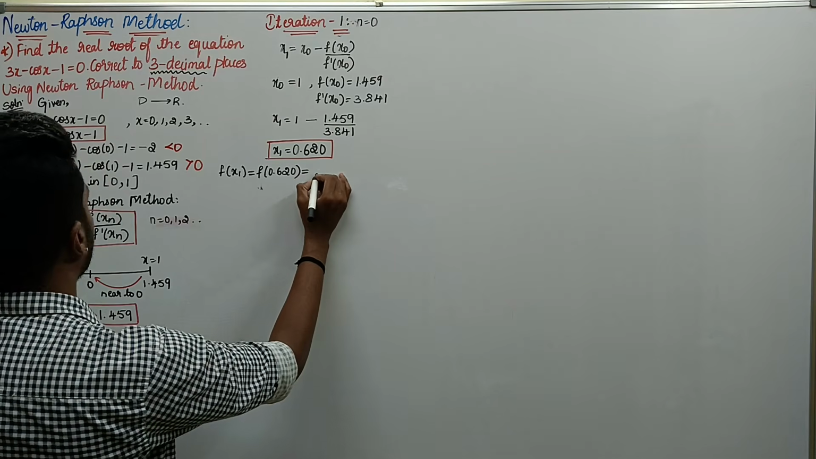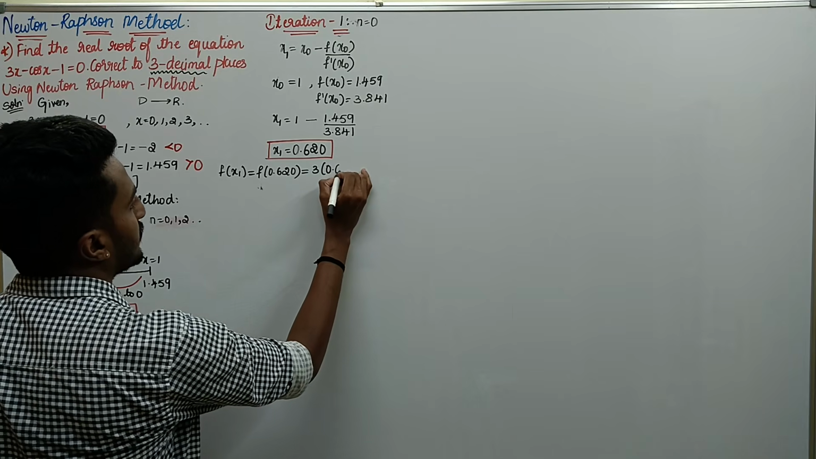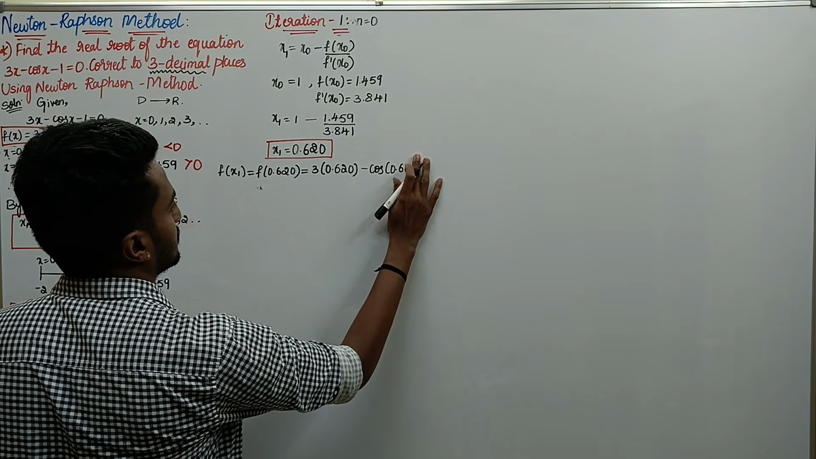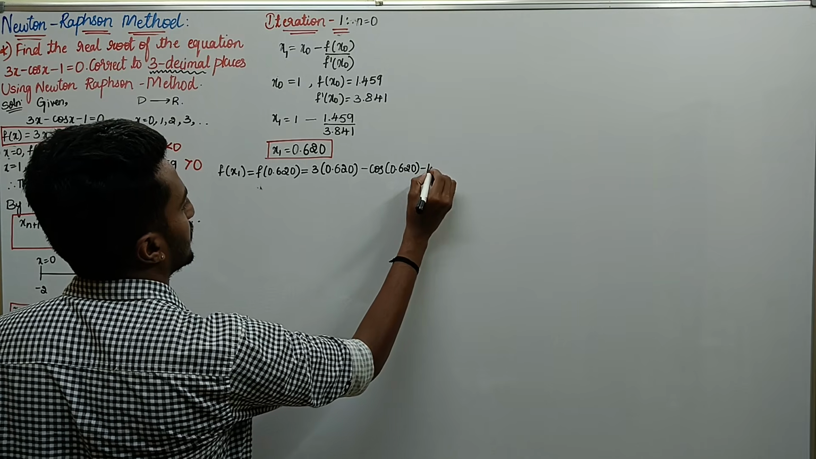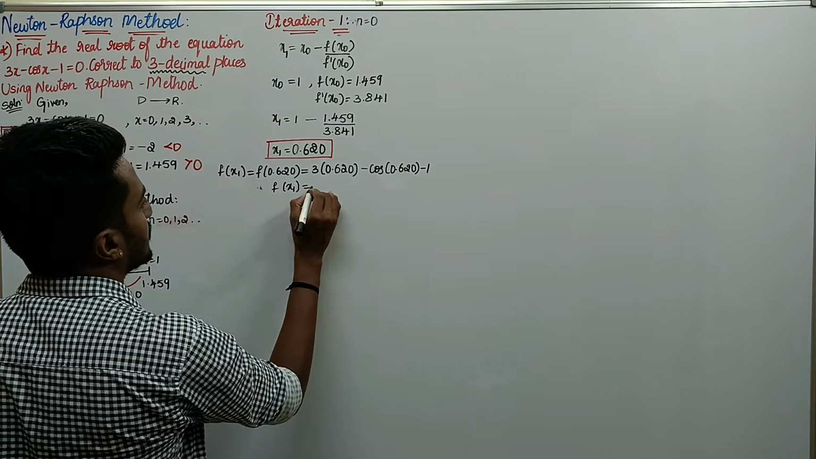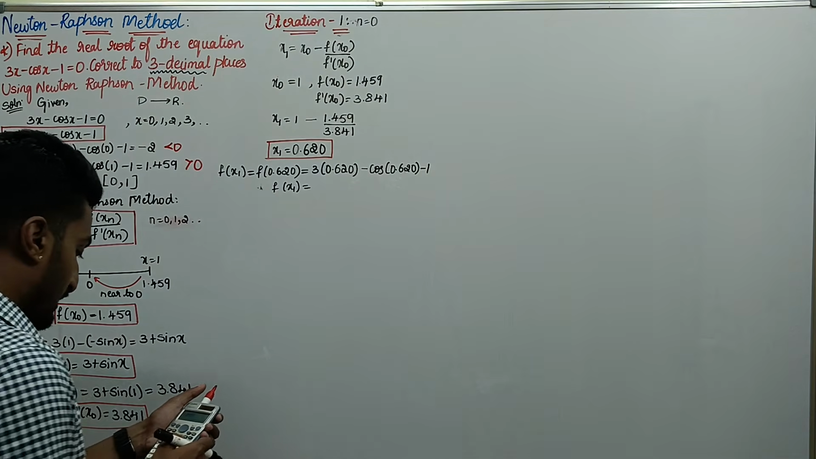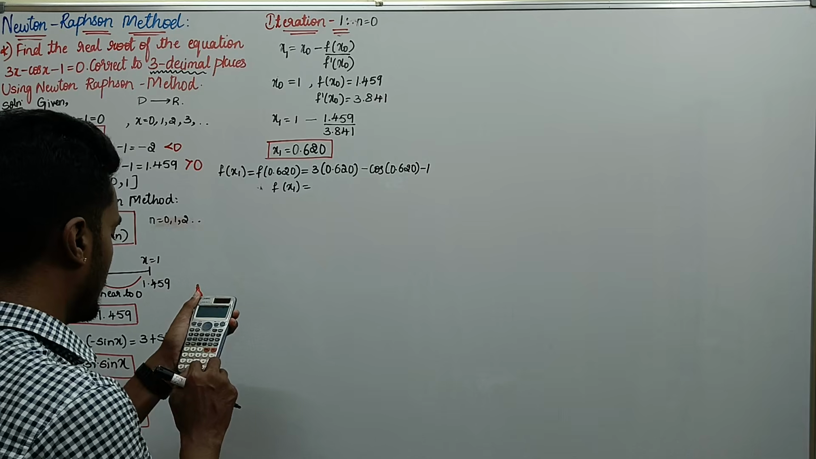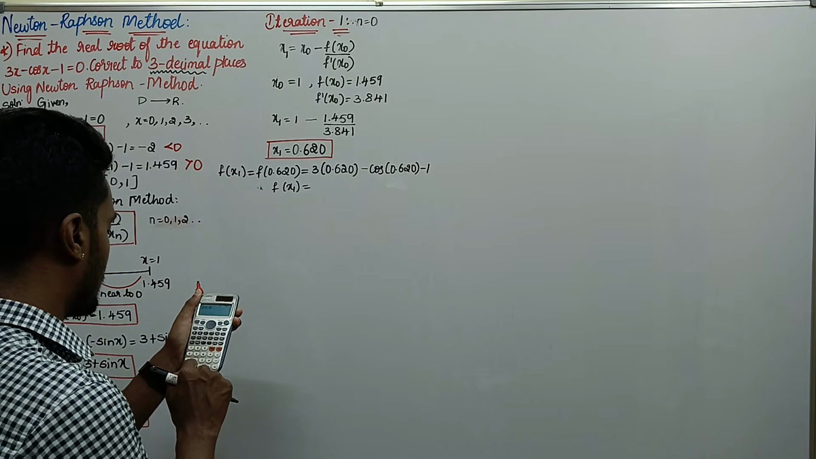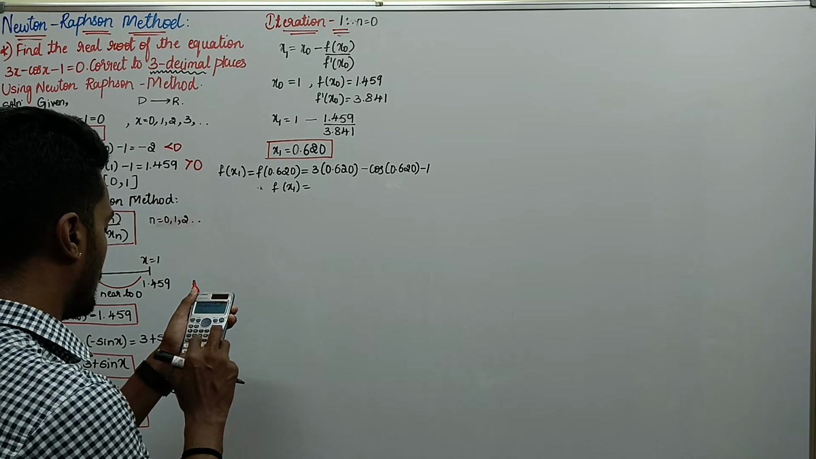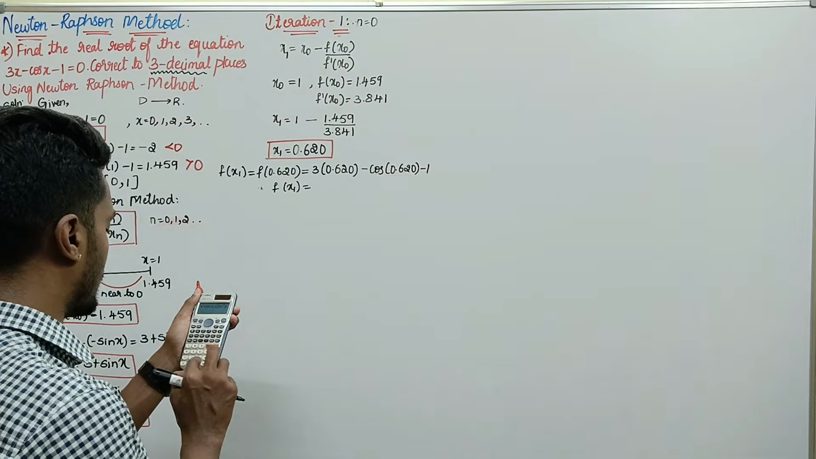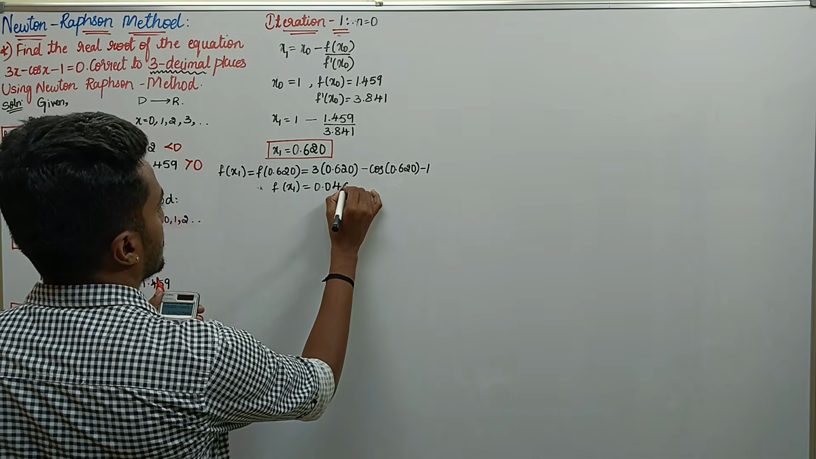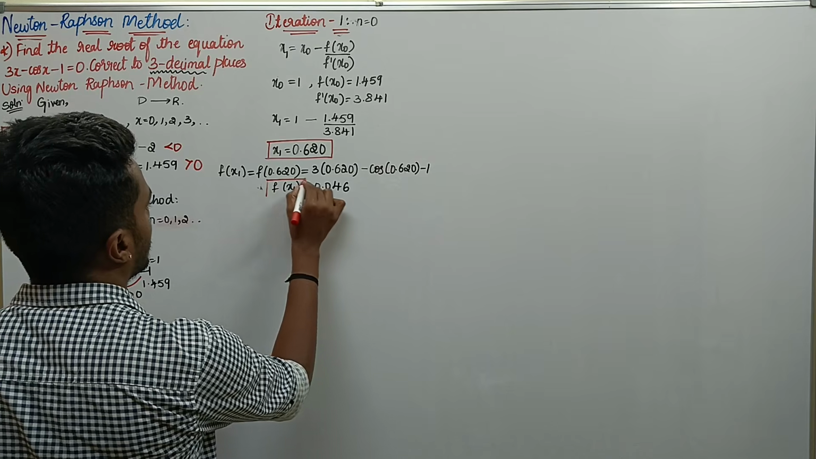Which is equal to, now substitute 3 into 0.620 minus cos 0.620 minus 1. f of x1 is equal to 3 into 0.620 minus cos 0.620 minus 1. You get 0.046. This is f of x1.